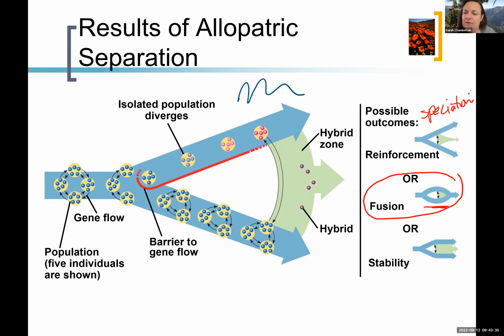I can write on a screen better than I can write with a mouse with my little pen. Fusion, no speciation. Right? And stability is maybe speciation. Okay.